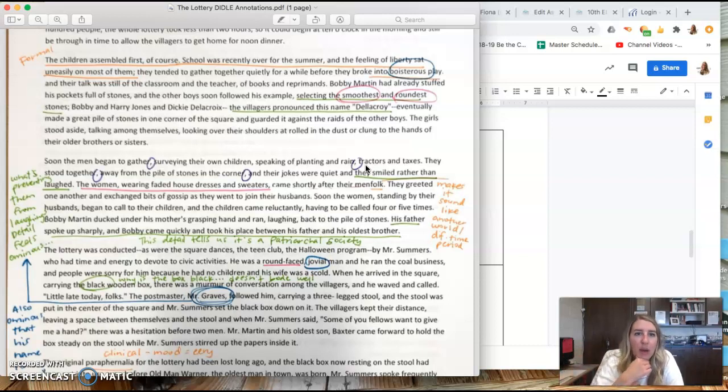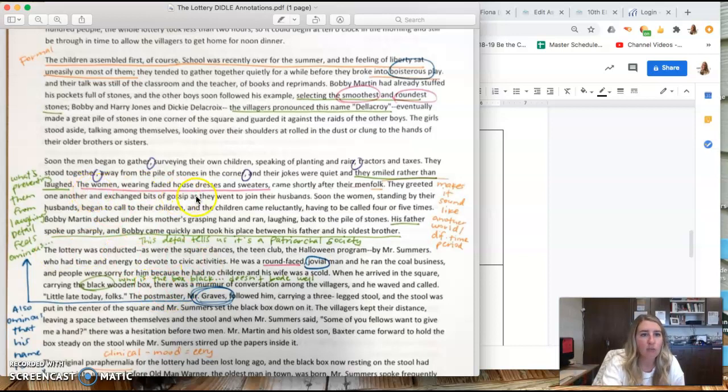They stood together away from the pile of stones in the corners, and their jokes were quiet, and they smiled rather than laughed. So that's something that I underlined for a detail. What's preventing them from laughing? Again, this detail makes it feel ominous, which could be part of language. It's also a detail. So the overlap here happens a lot. That's what a good writer does. They're using more than one of these narrative techniques while writing because it makes it much more interesting to read that way. So again, you can count that as whatever thing you want to use it as and whatever you feel like you can explain the best.